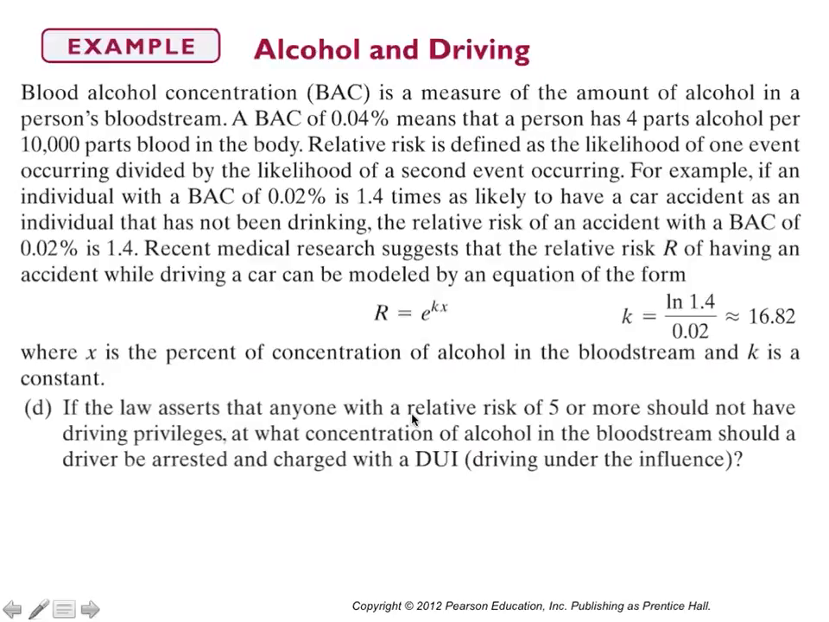Now, let's say that the law asserts that anyone with a relative risk of 5 or more should not have driving privileges, and we want to know what should be the concentration of alcohol that should serve as kind of our benchmark for charging someone with a DUI. So if we plug 5 in for our relative risk and we solve for x, which is the concentration, we change it to logarithmic again, and we get 16.82x equals ln of 5. This is just changing from exponential into logarithmic, but please keep in mind that ln is just log base e. And we get x equals ln of 5 over 16.82, which gives you 0.096.